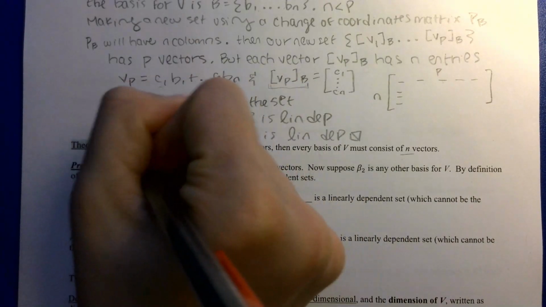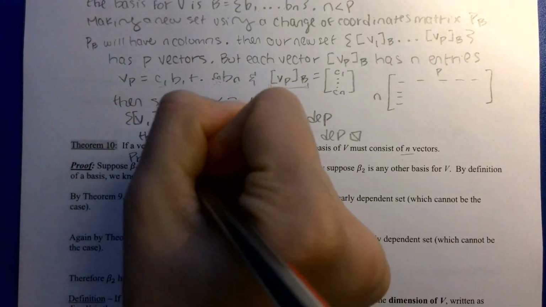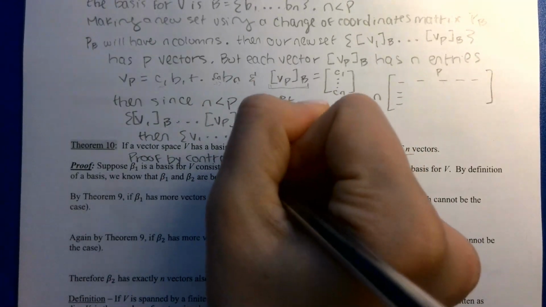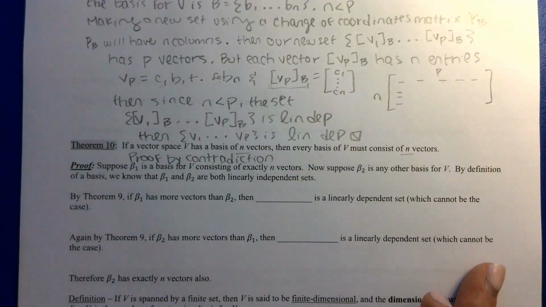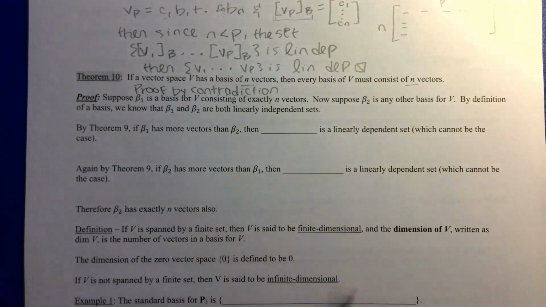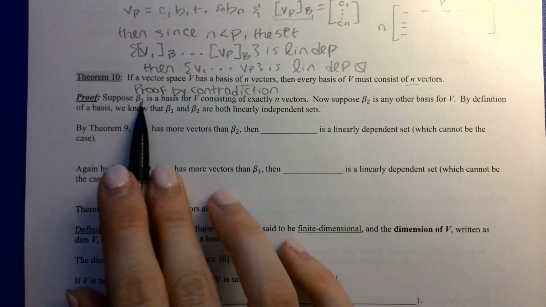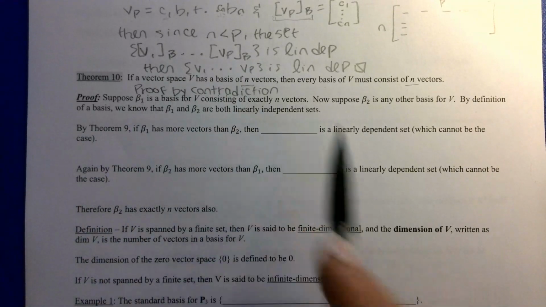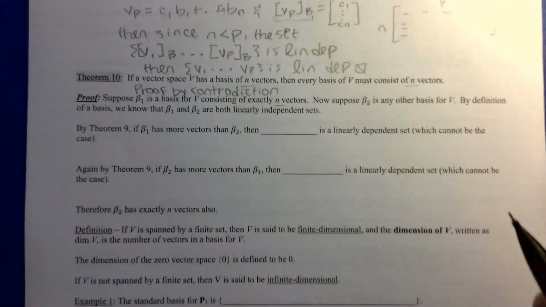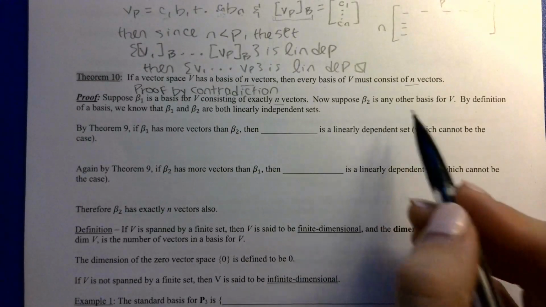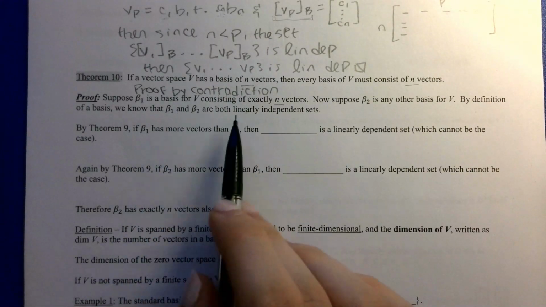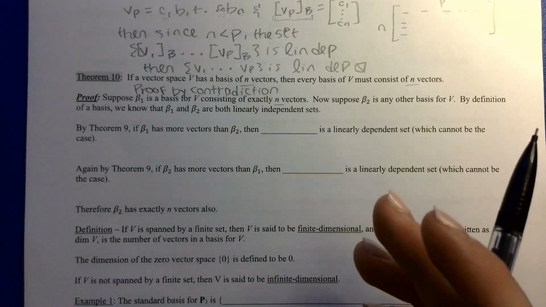So we're going to do a proof by contradiction, which basically means we're going to assume that what I just said is false, and see if we can get to a statement that is definitely untrue. So I kind of filled this one out already for you. We're supposing that B1 is the first basis, and it has exactly n vectors, and then B2 is any other basis. Remember that we can have many, but B2 is any other basis, and by definition, what's important is that B1 and B2 are both linearly independent, otherwise they wouldn't be bases.